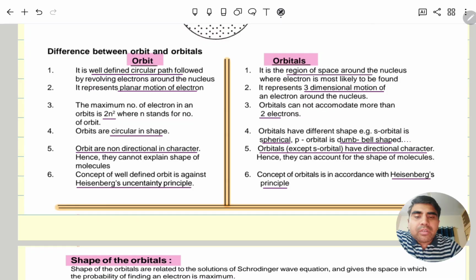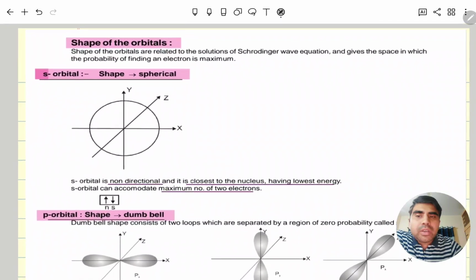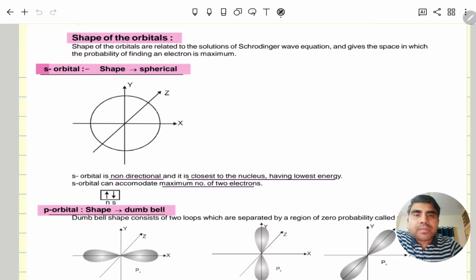Moving further, now we will see the shapes of orbitals. So here the s orbital has a spherical shape, it is symmetrical in all directions, it is non-directional in nature because of its symmetry, and it is close to the nucleus, having lowest energy, most stable, and a maximum of 2 electrons can be filled.